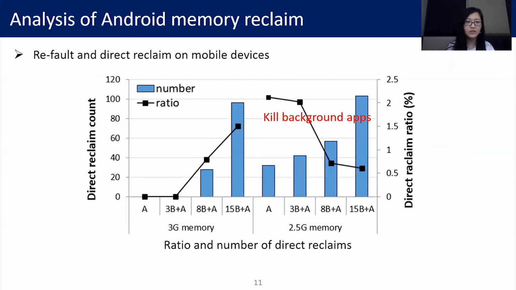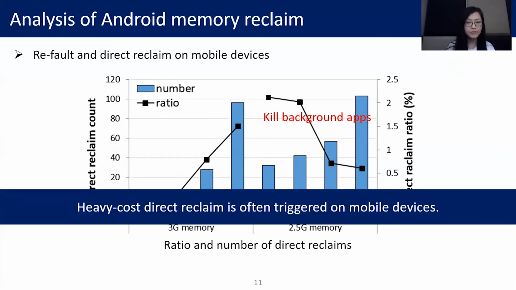In this case, direct reclaim cannot help. Background applications will be killed to reclaim space. As a heavy cost reclaim scheme, systems should avoid it being triggered. According to these results, direct reclaim is often triggered. According to the report, servers also have the same problems. But on mobile devices, there is an opportunity to solve this problem because of their characteristics.